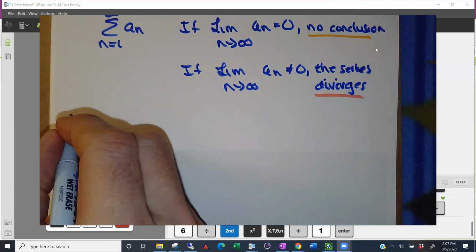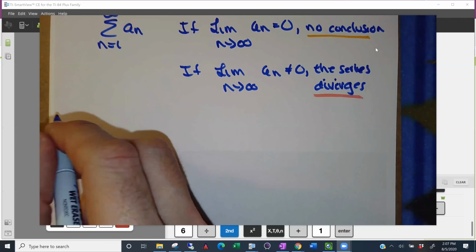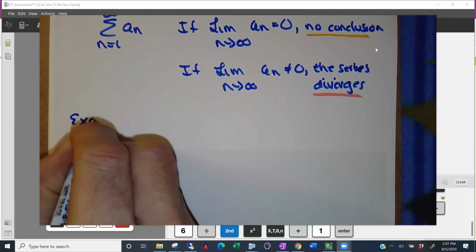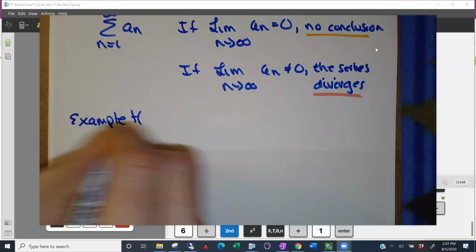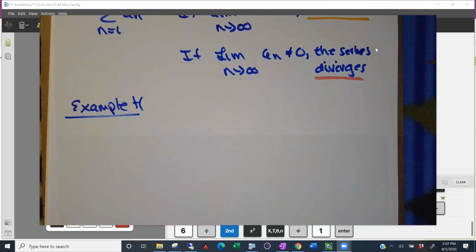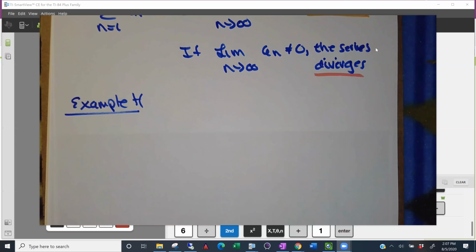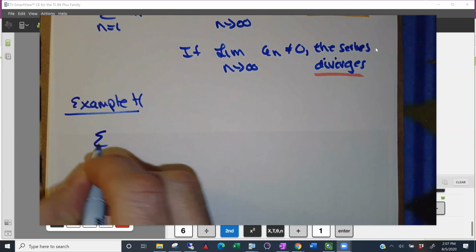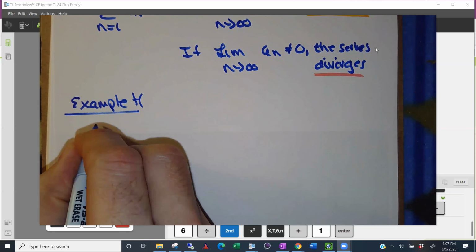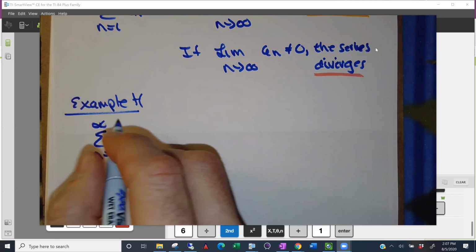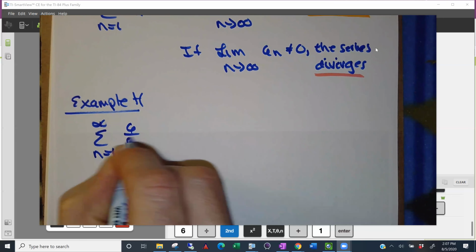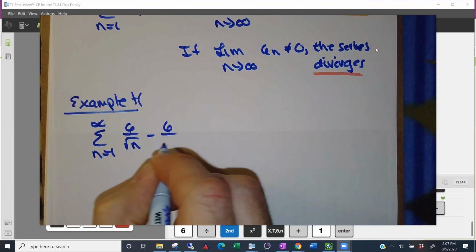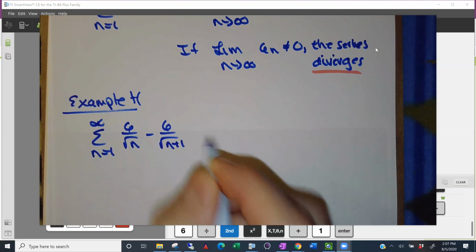So let's see, we're on example H. I have to switch over to the Greek alphabet pretty soon. So the sum from n equals 1 to infinity of 6 over the square root of n minus 6 over the square root of n plus 1.